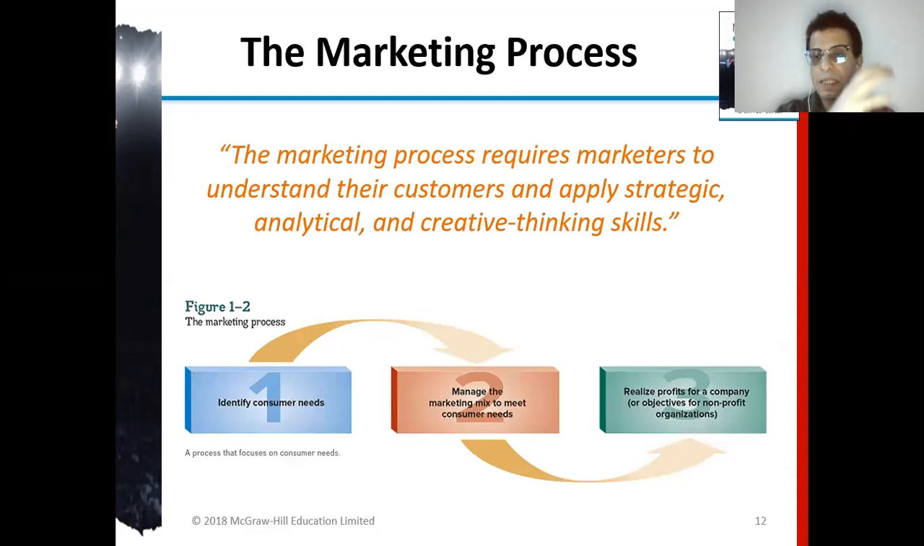So there is a marketing process in which marketers are involved. The marketing process requires the marketer to understand their customers and apply strategic, analytical, and creative thinking skills. Now, identify consumer needs, manage the marketing mix to meet the consumer need, and realize the profit for the company, or in the case of a non-profit organization, the objective.